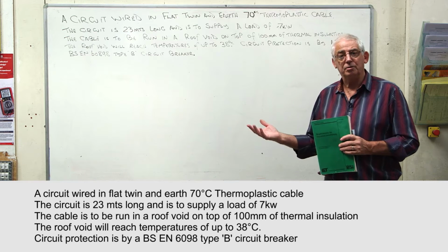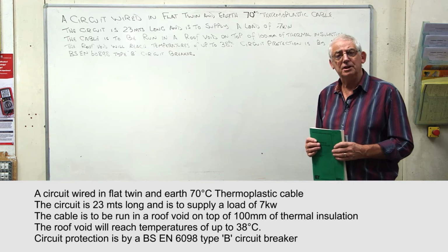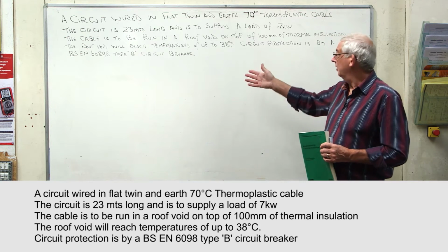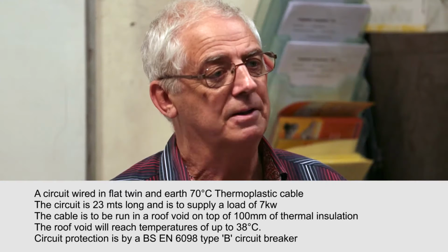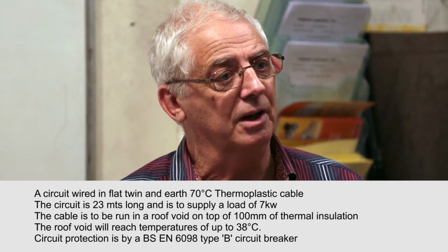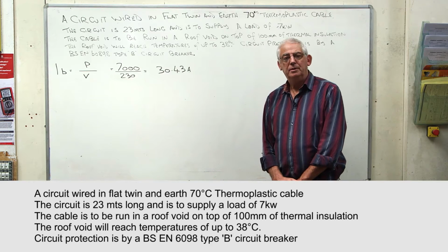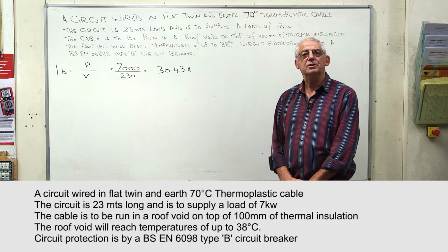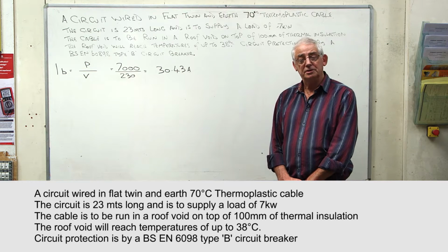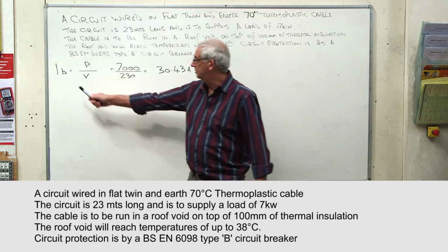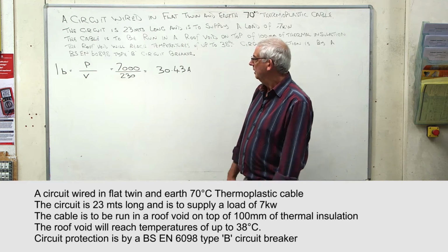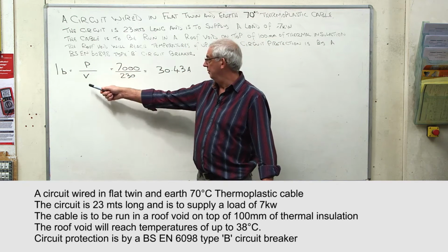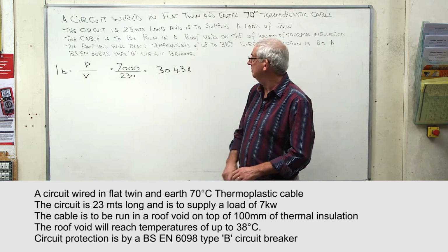So if we start right at the very beginning, the first thing we need to do is find out what sort of current a 7 kilowatt load's going to take. A very simple calculation. The very first step is to calculate the design current, and for design current we use the symbol IB. That stands for design current. If we divide the power by the voltage, that will give us current.